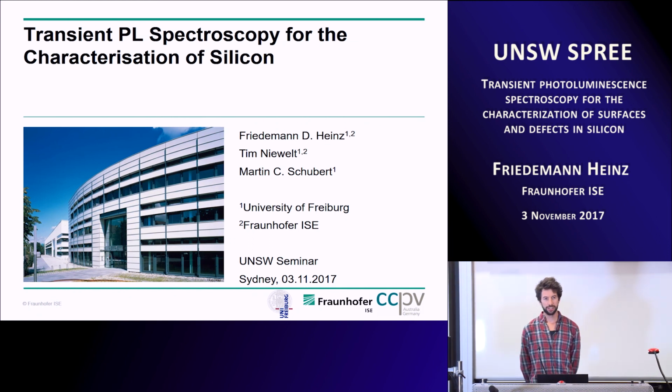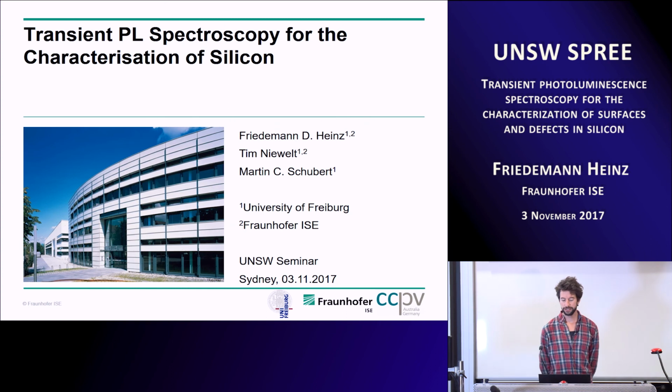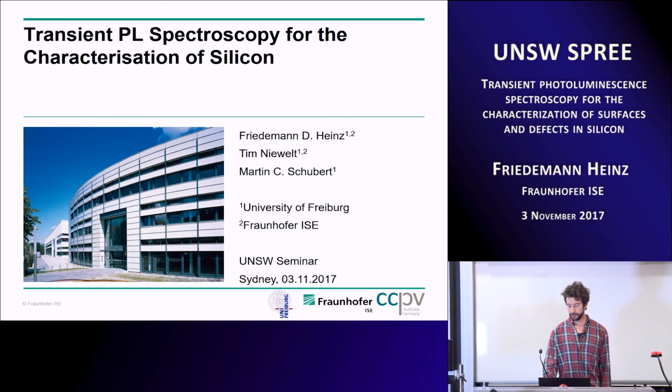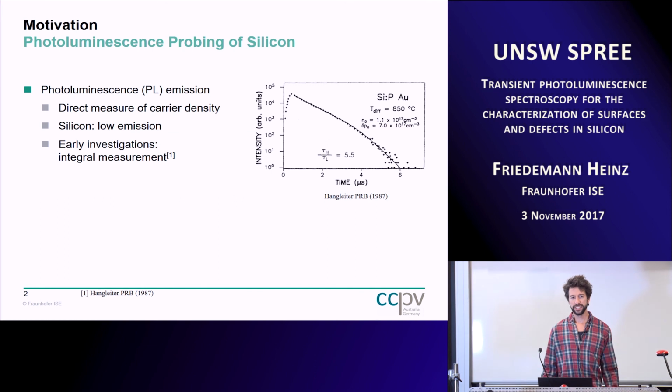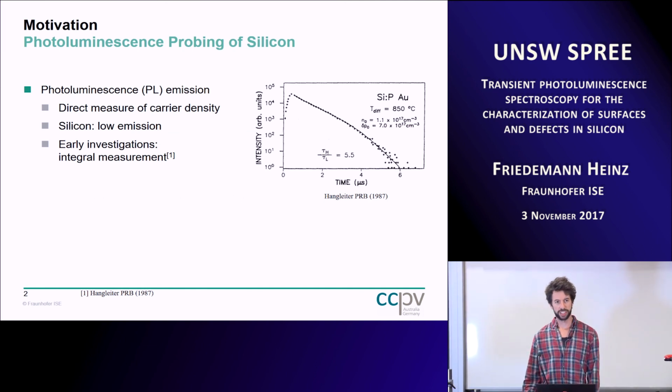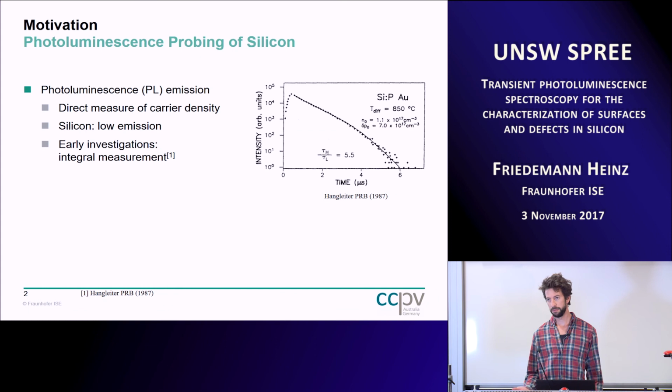So good morning or good afternoon, everybody, to my talk about transient photoluminescence spectroscopy. Photoluminescence spectroscopy is generally a quite powerful technique, simply because it's a direct measure of the electronic properties of silicon, like the charge carrier density. And it's by now widespread. There are different approaches, but still all these techniques using photoluminescence are rather young, simply because the emission of silicon as an indirect semiconductor is just notoriously low. So it's technically hard to measure the photoluminescence.